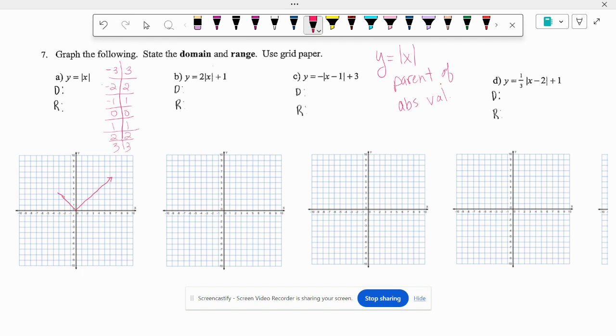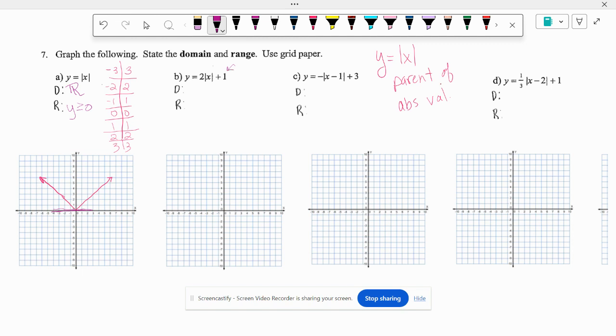So here's your function, just like this. Let's talk about the domain. We can use any real number, so the domain is all the reals. The range is your y values. You notice that the smallest y value in my function is 0, so that means y is going to be greater than or equal to 0.